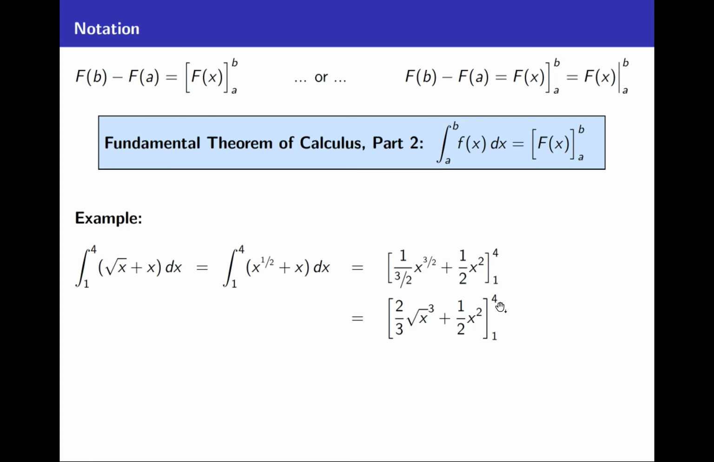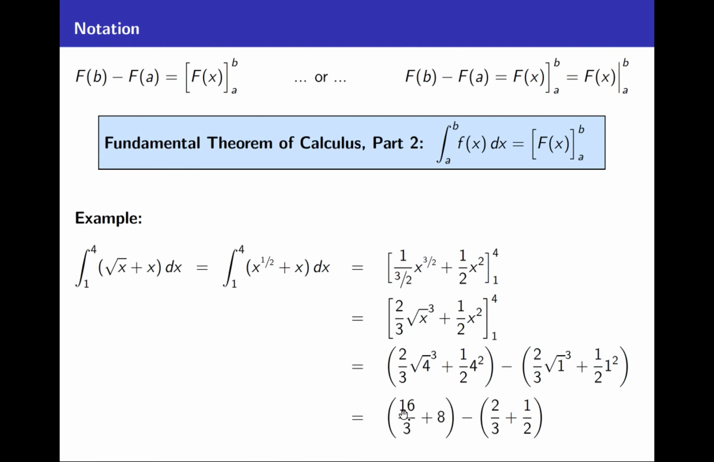And now let's plug in the 4. So you get 2/3 square root of 4 cubed plus 1/2 4 squared, minus what you get when you plug in the 1 to this antiderivative. Working this out, I get 16 over 3 plus 8 minus 2/3 plus 1/2, and that works out to 73 over 6. So it's simple to find antiderivatives with the Fundamental Theorem of Calculus, Part 2.